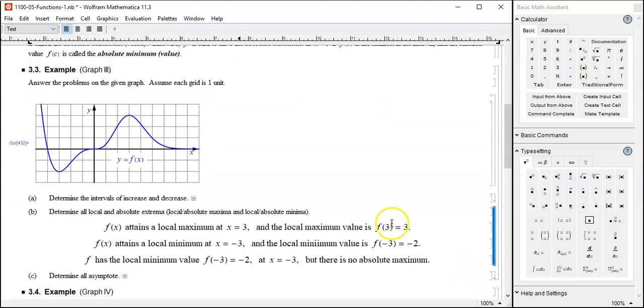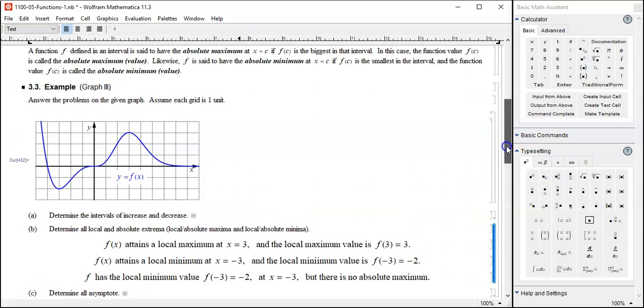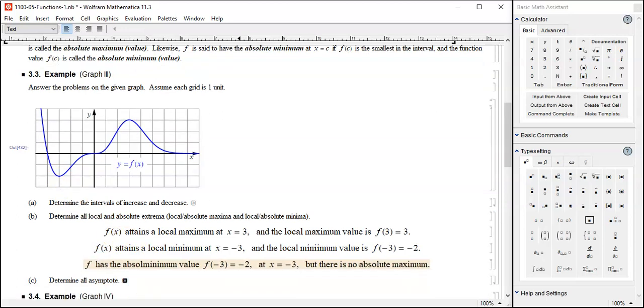You can say things like this. f attains the local maximum at x equal to 3, and the local maximum value is a y coordinate, 3. As for this one, f attains local minimum at x equals negative 3, and the local minimum value is a y coordinate, negative 2. And this local minimum happens to be absolute minimum too. Okay, f has the absolute minimum value negative 2 at x equal to negative 3. So this is also absolute minimum, but there's no absolute maximum.